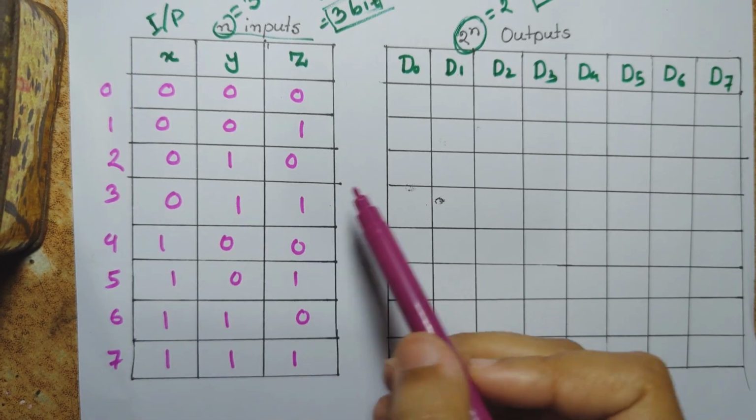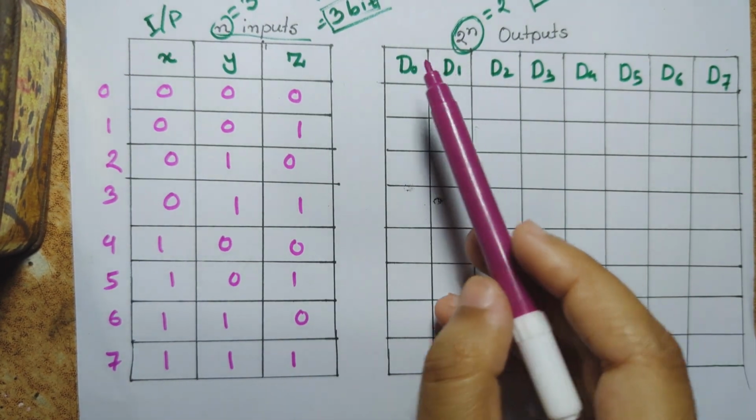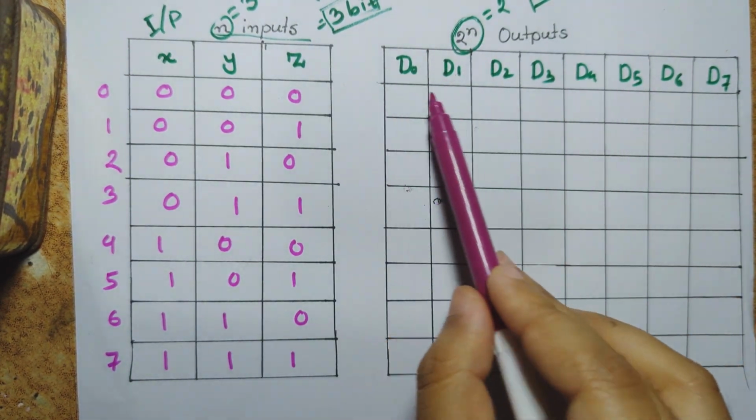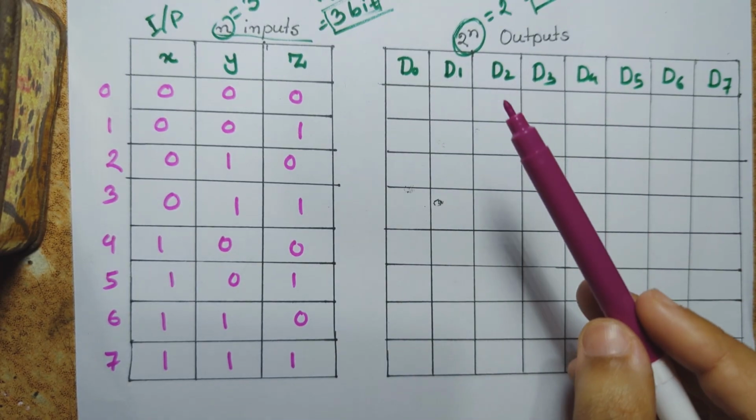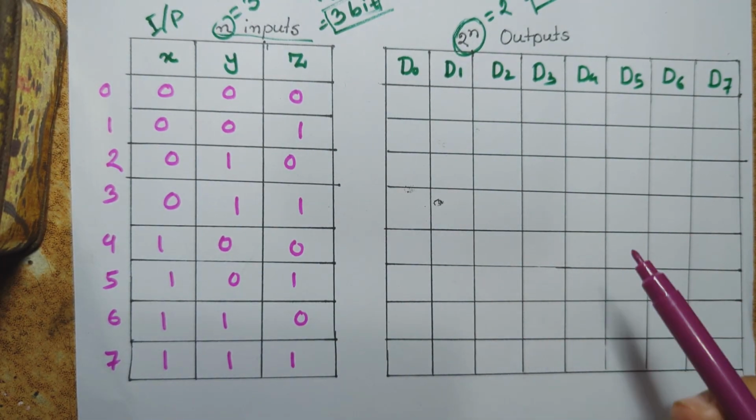Let's see how it works. We have already said that we will get 8 output lines, means we will get all the outputs, but we have to see which will work and which will be off in the output lines.